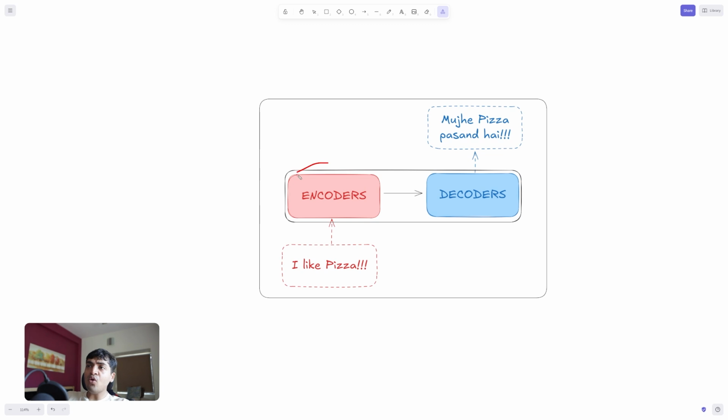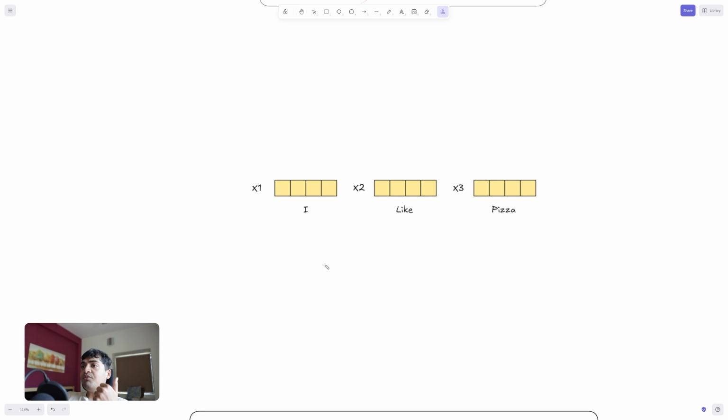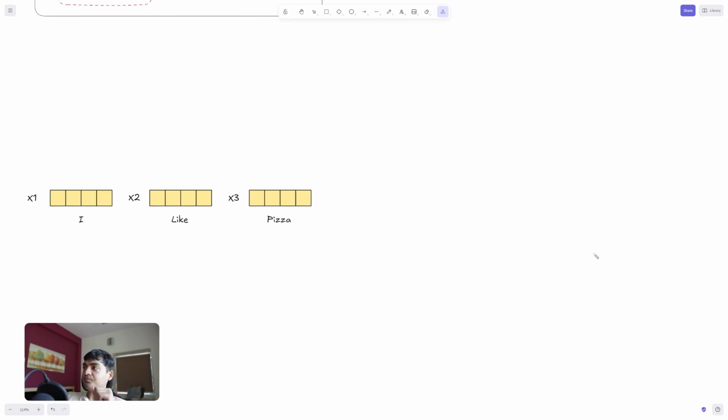But before going to the encoder, this sentence must be converted into something that the machine is able to understand. So now we take this and we convert it into embeddings. You take one sentence, break it down into words, and each word is converted into embeddings. Let's understand why we need embeddings and what they actually are.